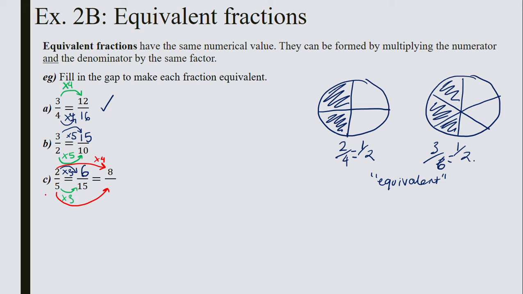So again, from the bottom, going from the first fraction, 5 times 4. So we need to multiply top and bottom by 4. 5 times 4 equals 20. So 2/5 is equivalent to 6/15, and that's also equivalent to 8/20.